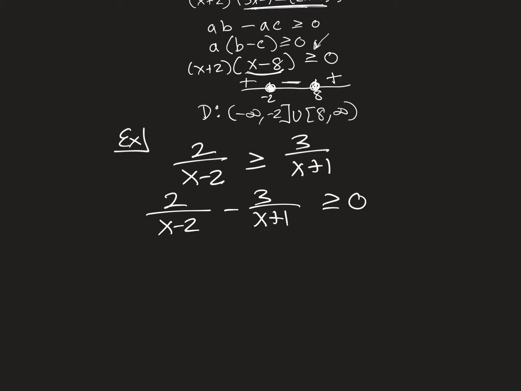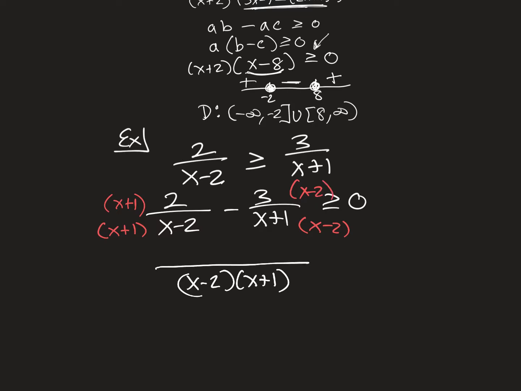So in order to get it in factored form, right now I have 2 fractions, so let's make it a single fraction, which is going to be x minus 2 times x plus 1 as that common denominator. This, of course, needs to be multiplied by x plus 1 over x plus 1. And this here needs to be multiplied by x minus 2 over x minus 2. So that means my numerator, if we have this common denominator, is going to be 2 times x plus 1 minus 3 times x minus 2.